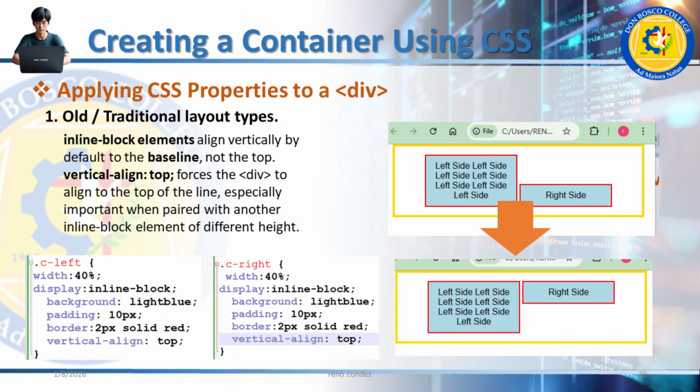Additionally, to make the subcontainers always appear at the top, you need to use vertical-align: top. By default, inline block elements align vertically to the baseline, not the top. Using vertical-align: top forces the div to align to the top of the line, which is especially important when it is paired with another inline block element of a different height.